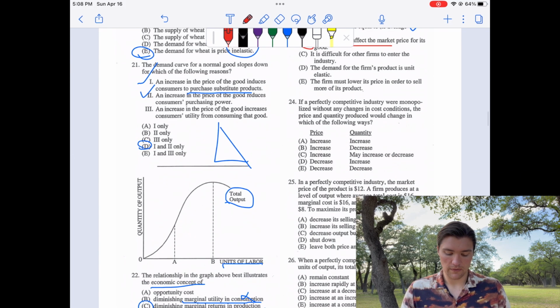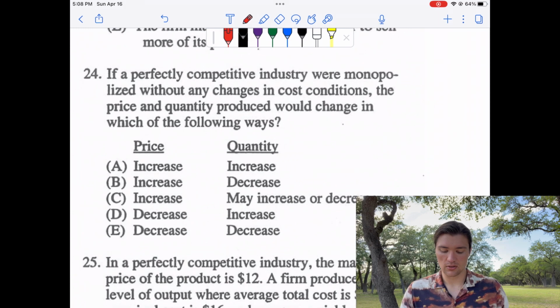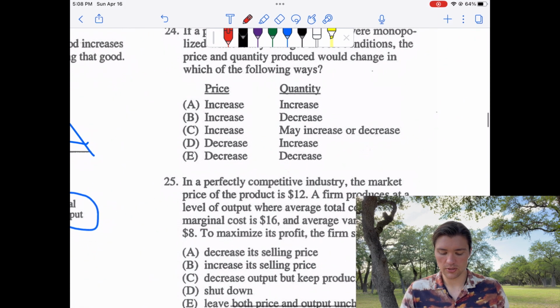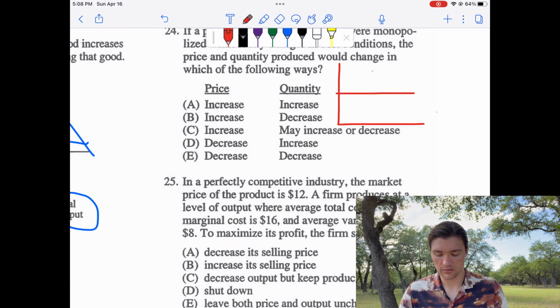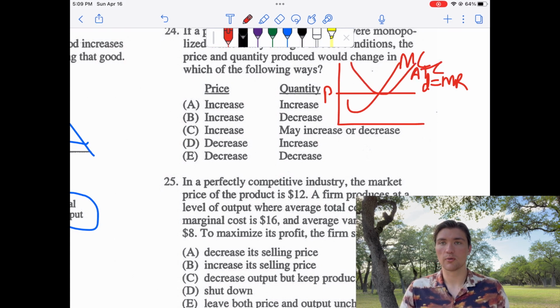Number 24, if a perfectly competitive industry were monopolized without any changes in cost conditions, the price and quantity produced would change in which of the following ways? So to best answer this one, I'm going to be drawing the graph here. Here we have a perfect competition. So this is your demand and your price, marginal cost, and your ATC. Now the ATC, it doesn't matter where you draw, but let's just say we're having here. So this is your perfect competition quantity, and this is your perfect competition price.